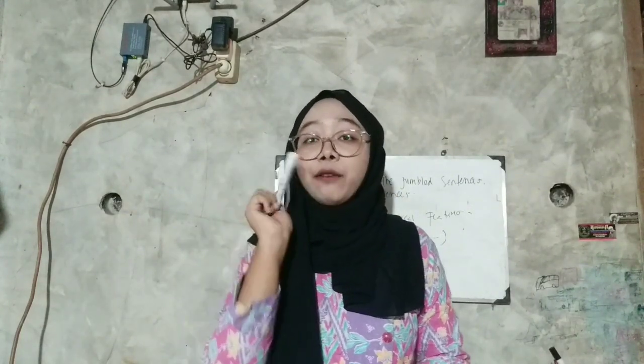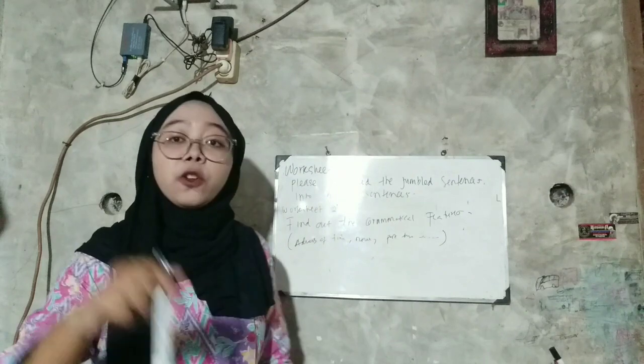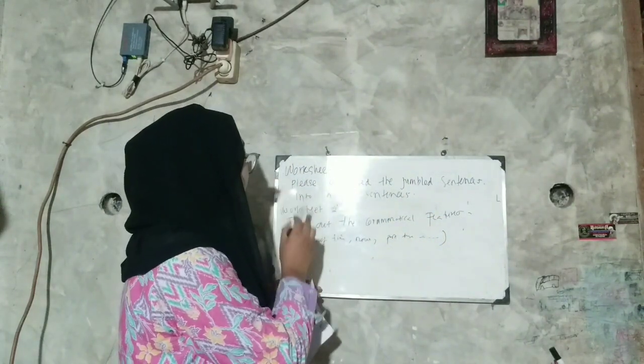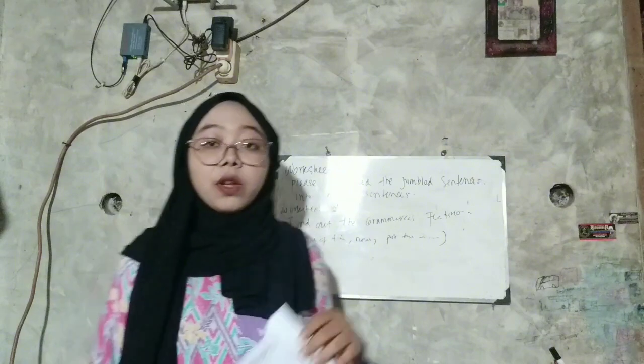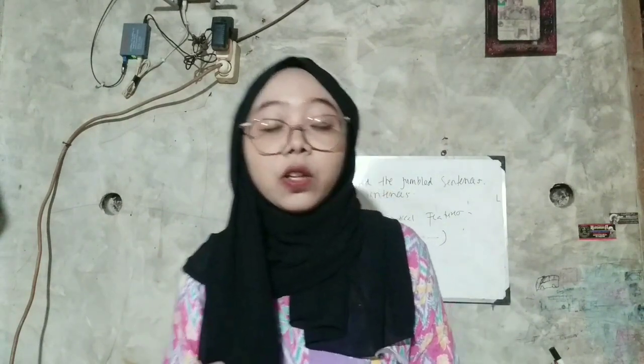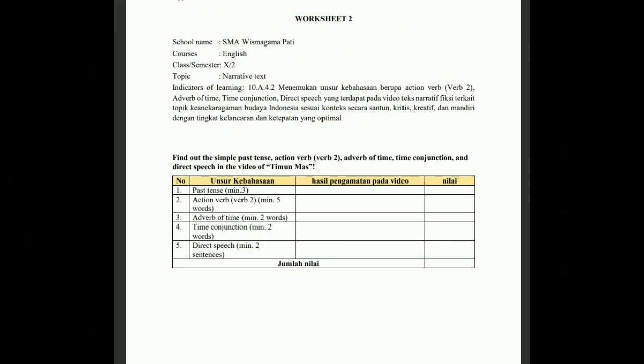Okay, we have 2 worksheets today. The first is worksheet 1. In worksheet 1, please arrange the jumbled sentences into a good sentence of narrative text. And the next is worksheet 2. In worksheet 2, you must find out the grammatical features of the narrative text in the video, like the adverb of time, the conjunctions, the specific noun, and also the simple past tense. Okay, very good. This is the picture of worksheet 1 and also worksheet 2.